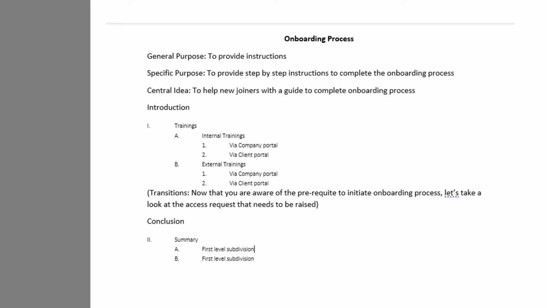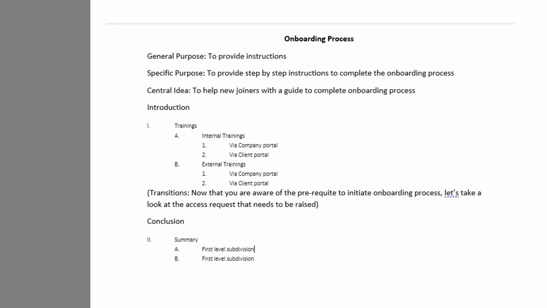Generally, outlines have the following parts. It starts with title. In our example, the title will be onboarding process, followed by general purpose, which is to provide information. A specific purpose is to provide step-by-step instruction to complete the onboarding process. And our central idea is to help new joiners with a guide to complete the onboarding process.